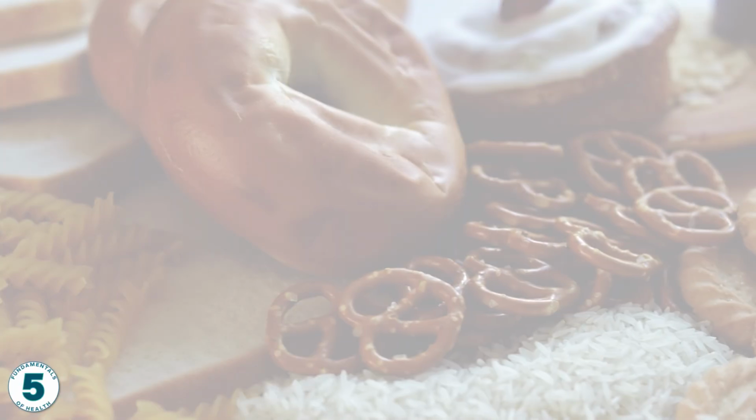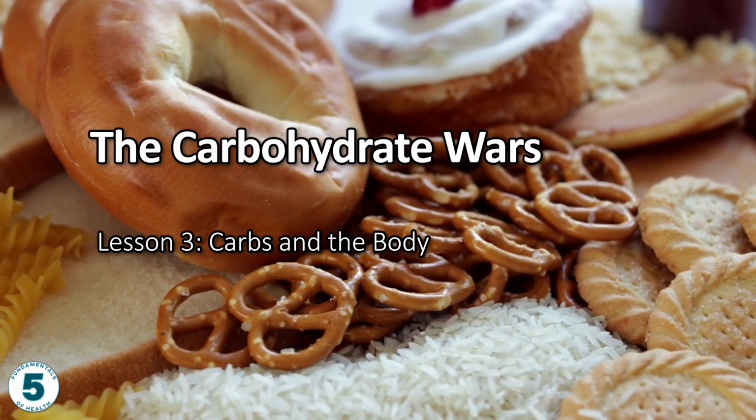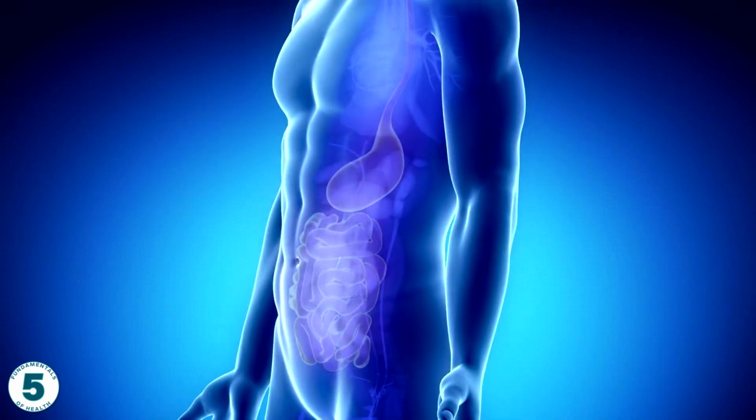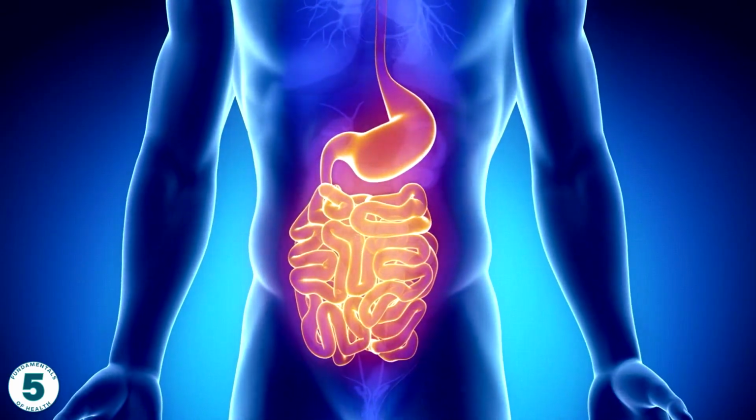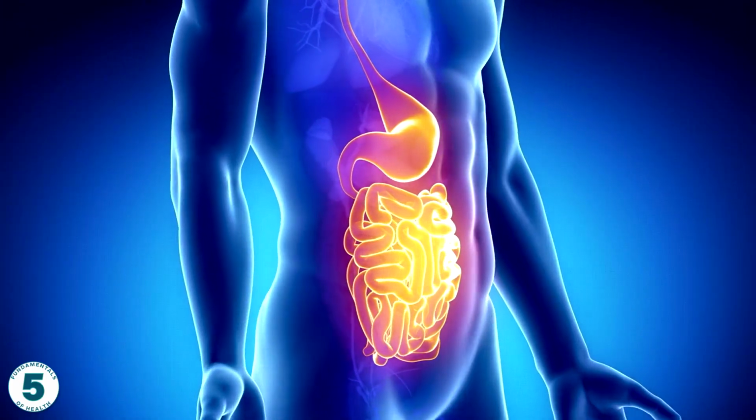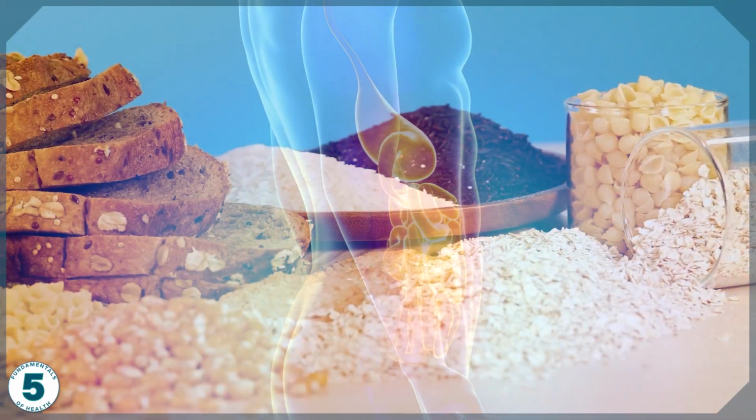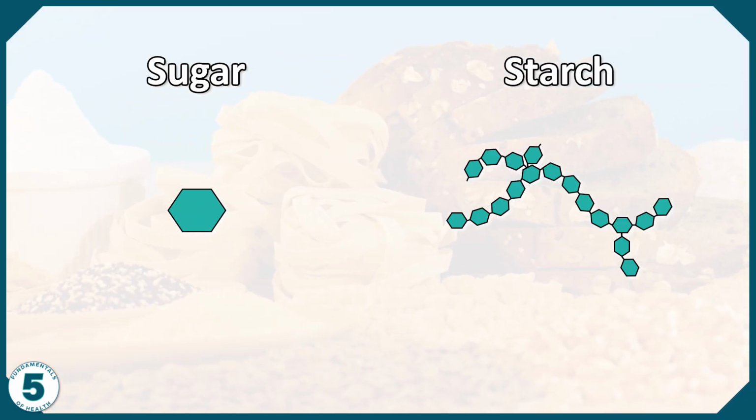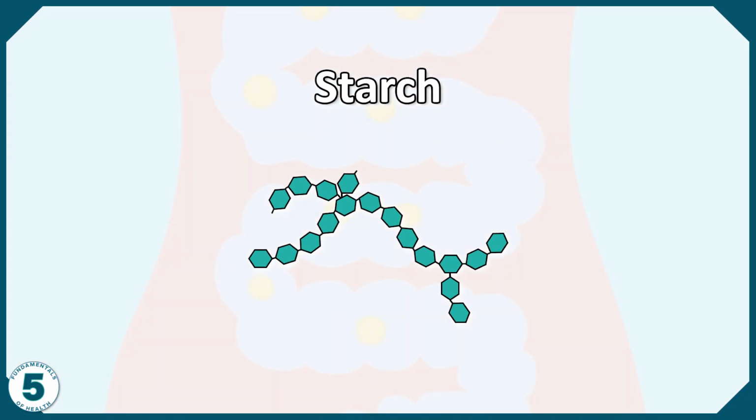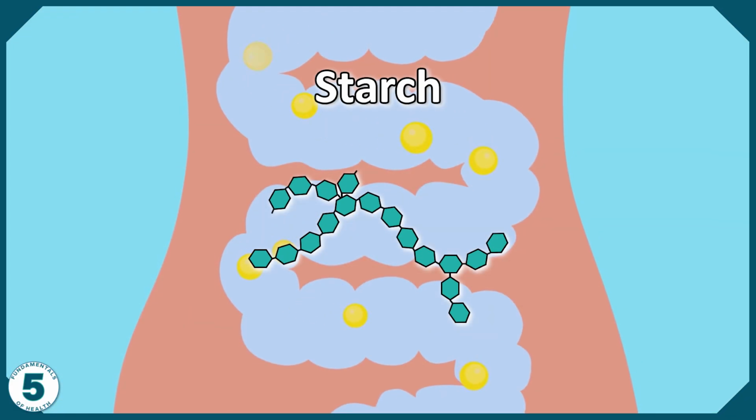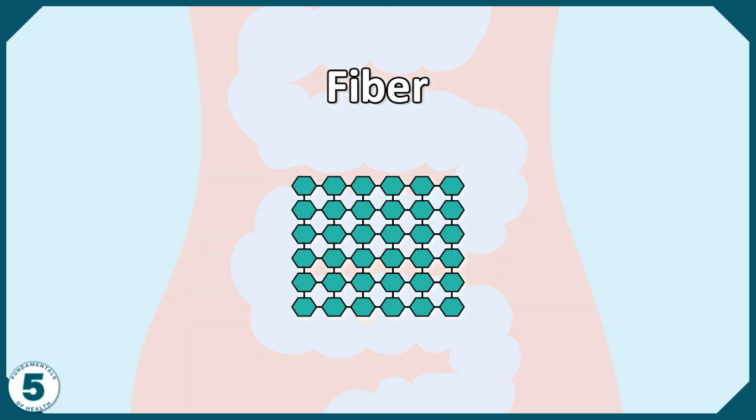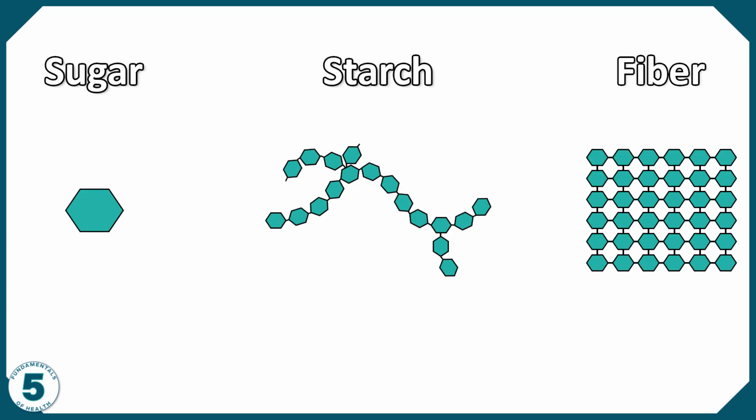In Lesson 2, you learned that carbohydrates are components of food that are made of carbon, oxygen, and hydrogen. In this lesson, we're going to talk about how your body handles various kinds of carbohydrates. Carbohydrates come in three basic types: sugars, starch, and fiber. Starch is a kind of long-chain carbohydrate that our bodies can digest. Fiber is another kind of long-chain carbohydrate that our digestive organs cannot break down.